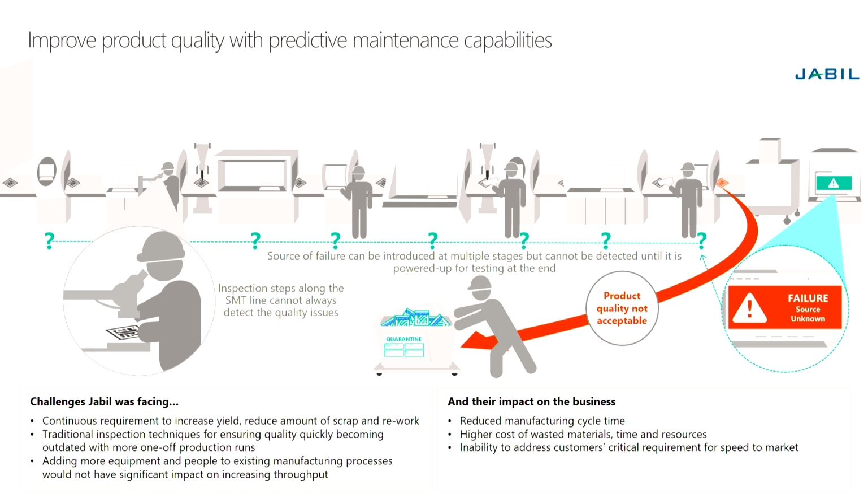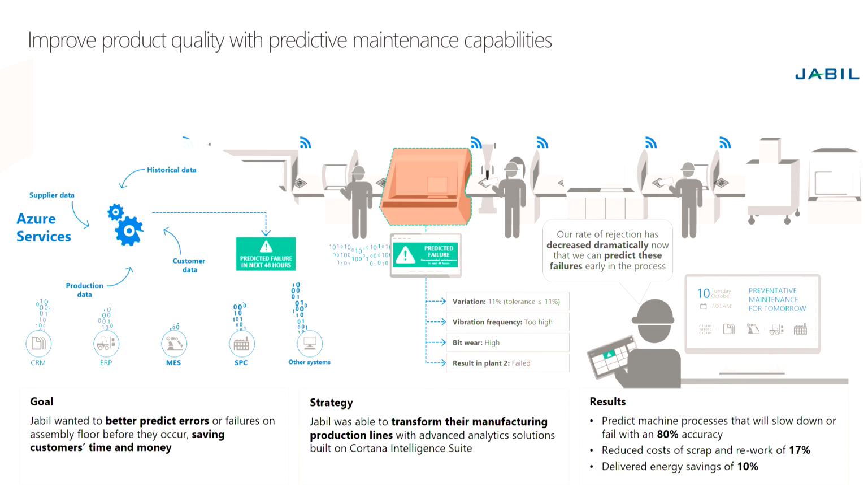And basically, when you have failures at the end product, obviously your manufacturing cycle time increases because you're not producing as much product. You have wasted materials, time, and resources. And then obviously, if your customer wants something, it's hard to get that into market if things are failing on the production line.